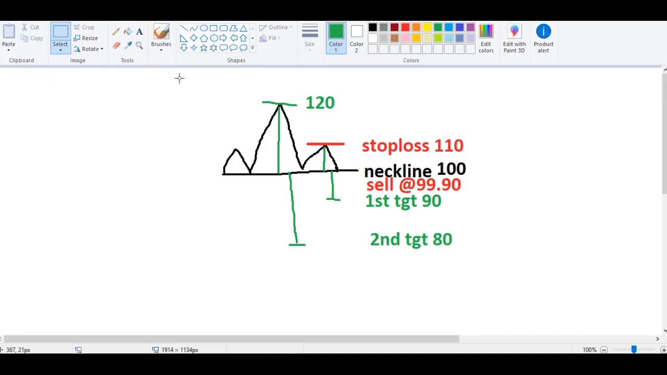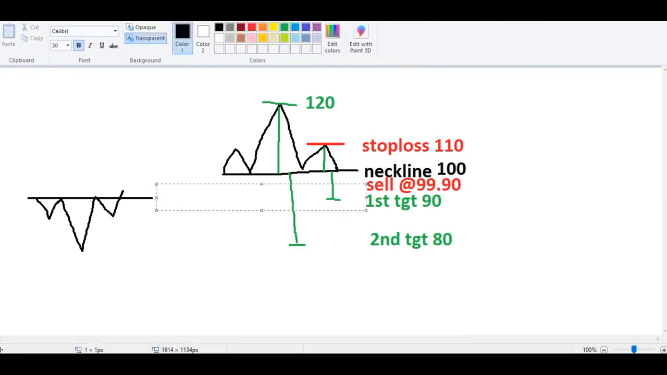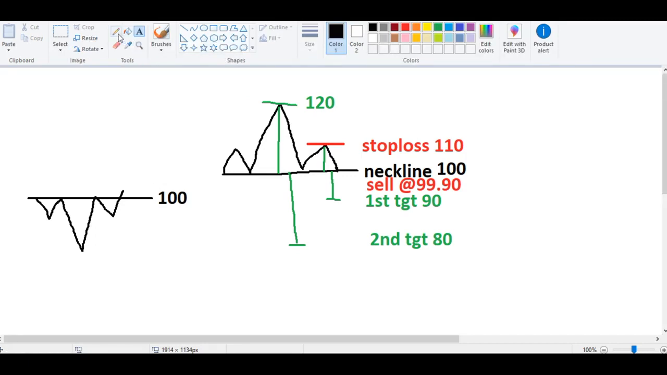Okay, and it is exactly the same on the flip side, right? If we have an inverted head and shoulders, this is a bullish pattern, right? So if 100 rupees is my neckline, I will buy the moment it crosses 100. So let's say I will buy at 100.20 paise.